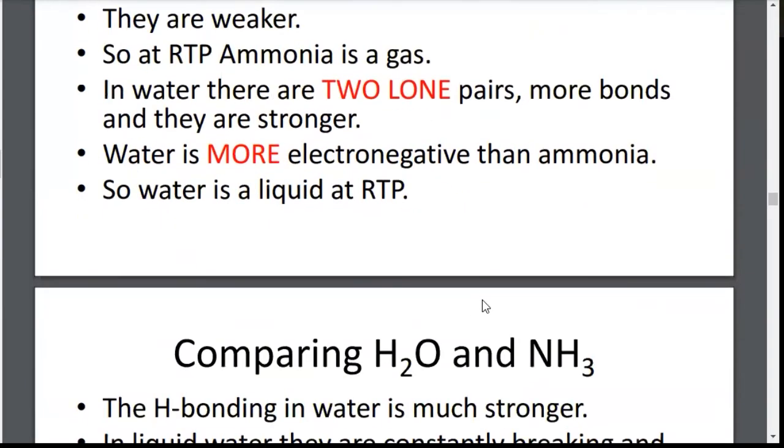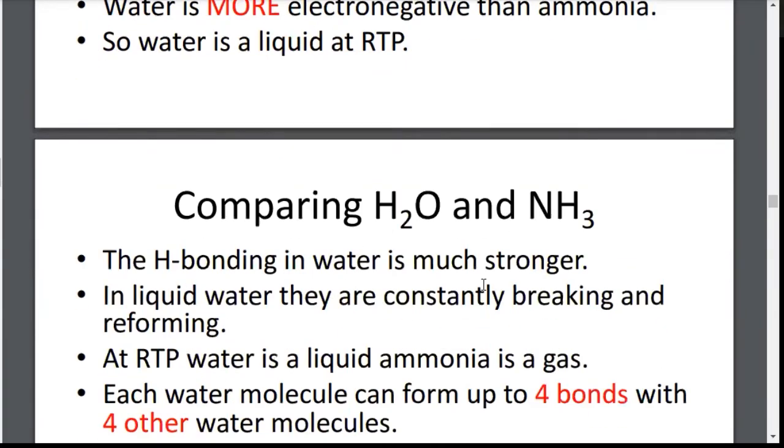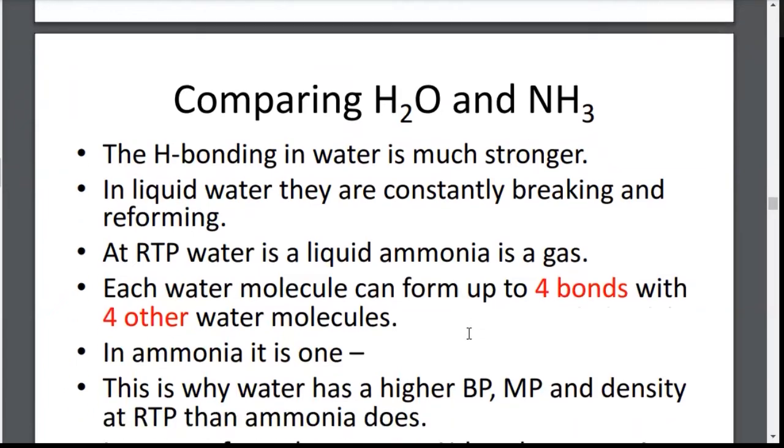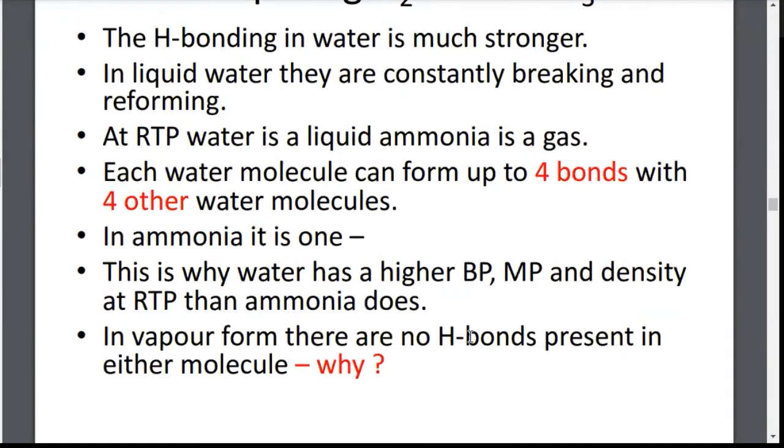Okay, so comparing the two, water and ammonia. The hydrogen bonding is much stronger in water. In liquid water, the bonds are constantly breaking and reforming. So at room temperature and pressure, water is a liquid, ammonia is a gas. And another reason for this is each water molecule can form up to 4 bonds with four other water molecules. In ammonia, it can only make 1, which is why water has a higher boiling point, melting point, and density at room temperature and pressure than ammonia does.